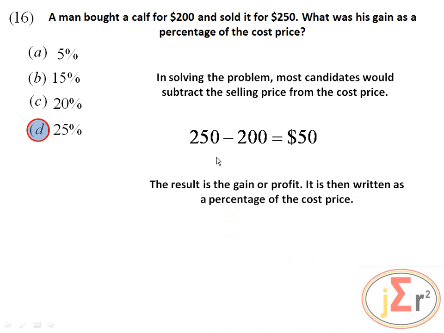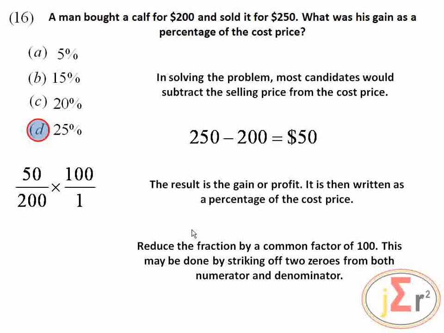So after finding the gain by subtracting the cost price from the selling price, then the candidate may proceed by finding the gain as a percentage of the cost price by making use of this process. The gain over the cost price multiplied by 100, and again reduce the fraction by a common factor of 100. And 50 divided by 2 is equal to 25. 25% is our correct answer, as we have right here. So we have verified that 25 is the correct answer.